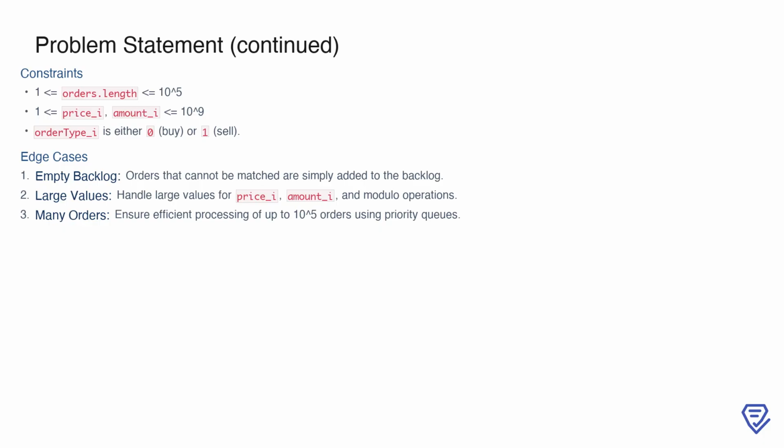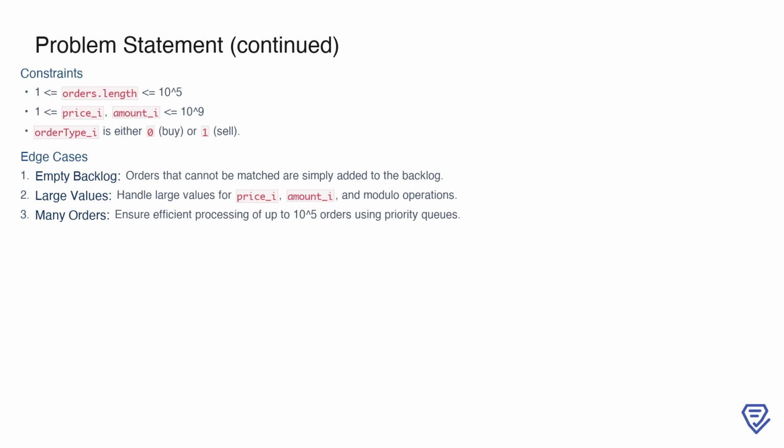5 orders, each with potentially large values for price and amount. This calls for the use of priority queues to manage the buy and sell orders in the backlog efficiently. Priority queues allow us to quickly access the highest priority orders for matching, whether they are the highest priced buy orders or the lowest priced sell orders.